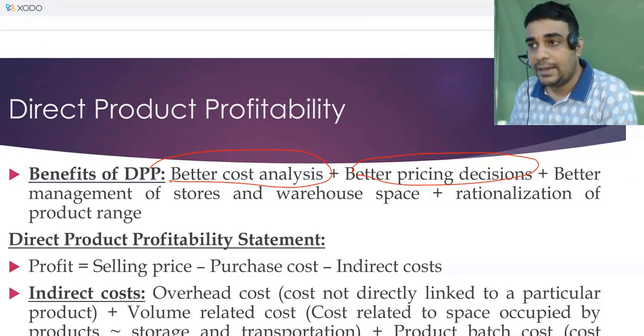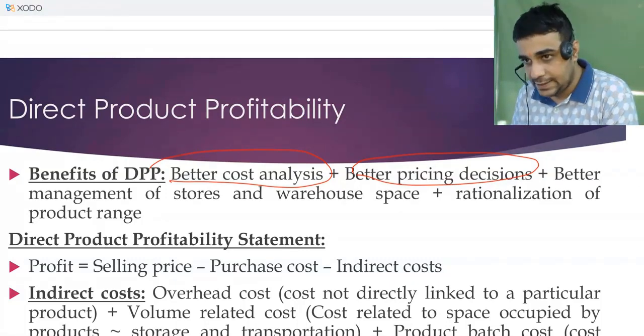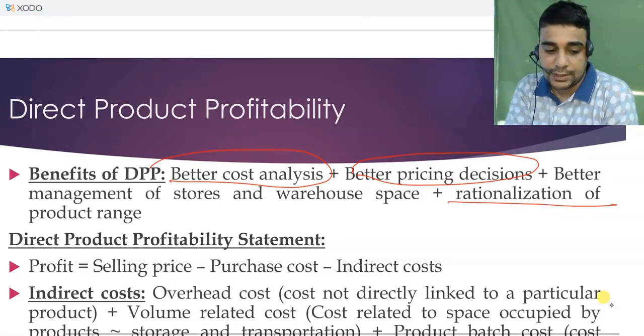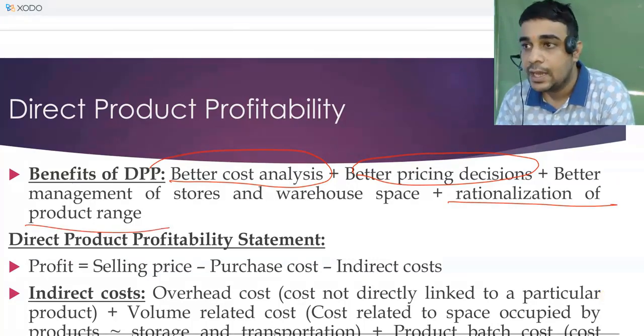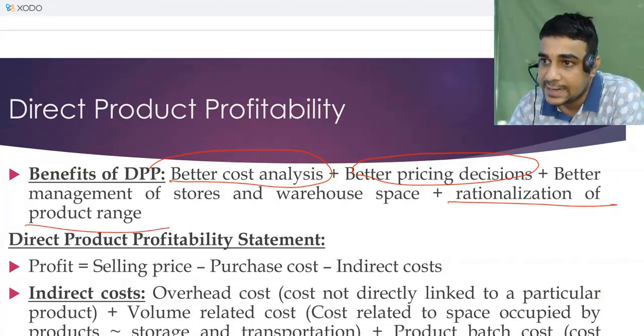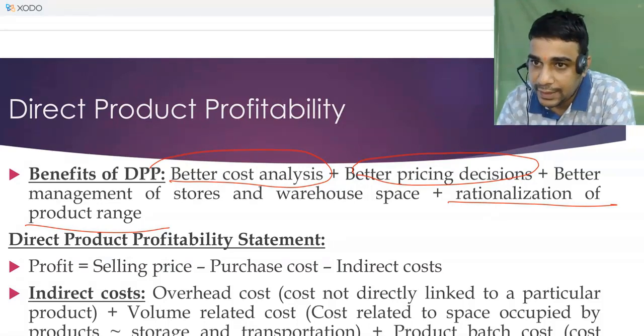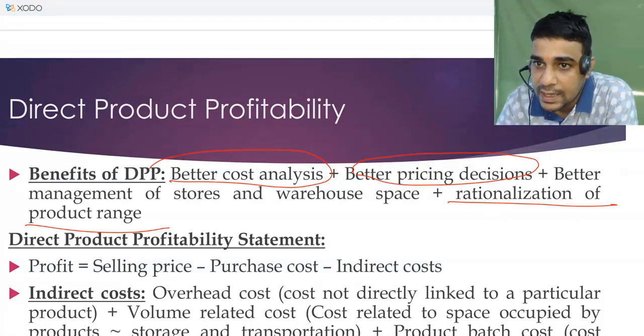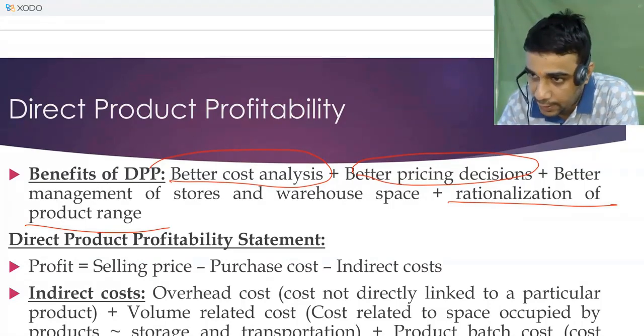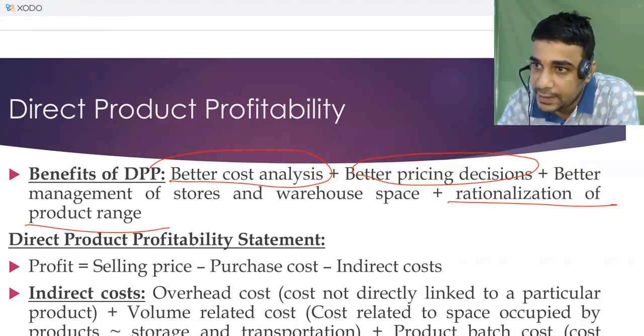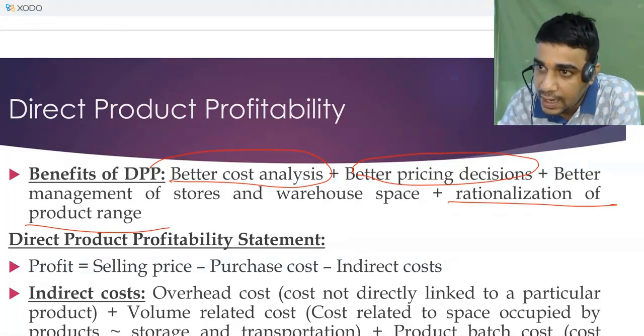Better costing, better pricing decision, accurate profit statement can help you in rationalizing your product range. What is rationalization? Removing some products and adding some more products if you want. So you can rationalize your product range. You can remove the loss making ones and add the profit making ones. And also it can help you in better management of stores and warehouse space. That is nothing but rationalization of product range. That is what better management is, you will remove the loss making ones and you will add the profit making ones.